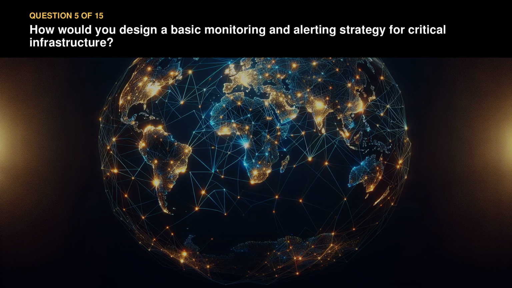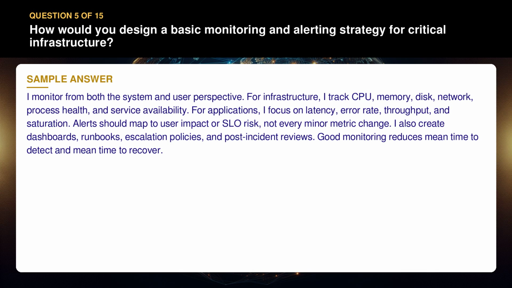Question 5. How would you design a basic monitoring and alerting strategy for critical infrastructure? I monitor from both the system and user perspective. For infrastructure, I track CPU, memory, disk, network, process health, and service availability. For applications, I focus on latency, error rate, throughput, and saturation.